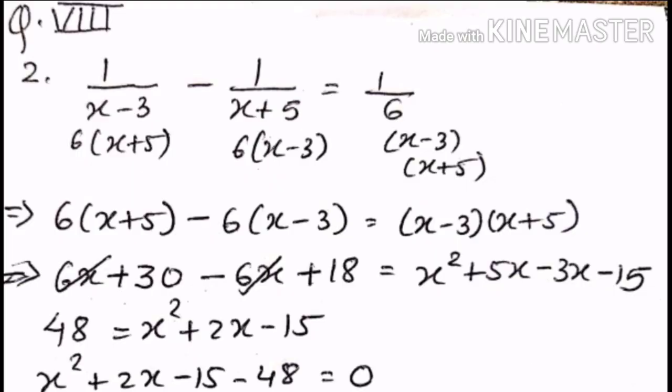Now question number 8 second is to solve the quadratic equation. Again you have to solve by taking LCM. So in the first step I have taken the LCM accordingly and made it linear. Then opening the bracket, I have written 6x plus 3 minus 6x plus 18 is equal to x square plus 5x minus 3x minus 15. Then whatever gets cancelled, take all of them to the same side. So we get x square plus 2x minus 15 minus 48 equal to 0.